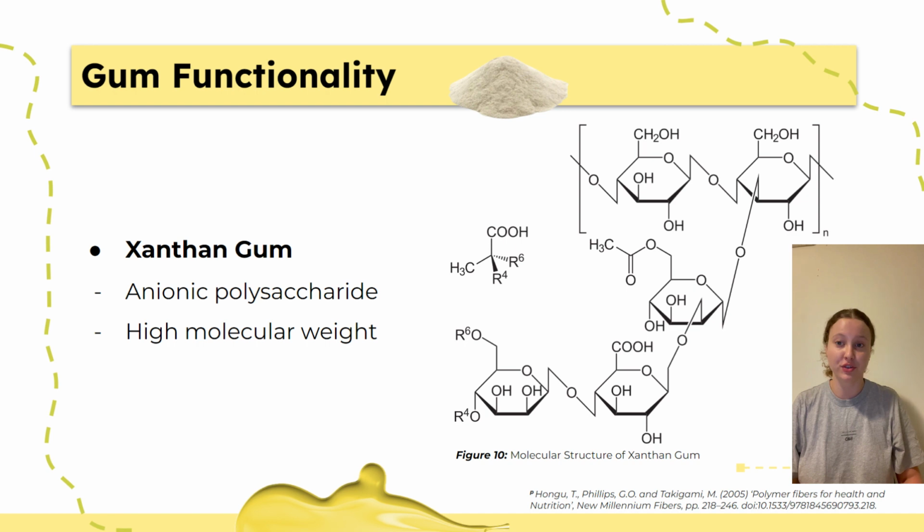Additionally, the presence of hydroxyl groups along the polymer chain can form hydrogen bonds with water, making water a good solvent for xanthan gum with this particular pH, temperature, and concentration of salt.